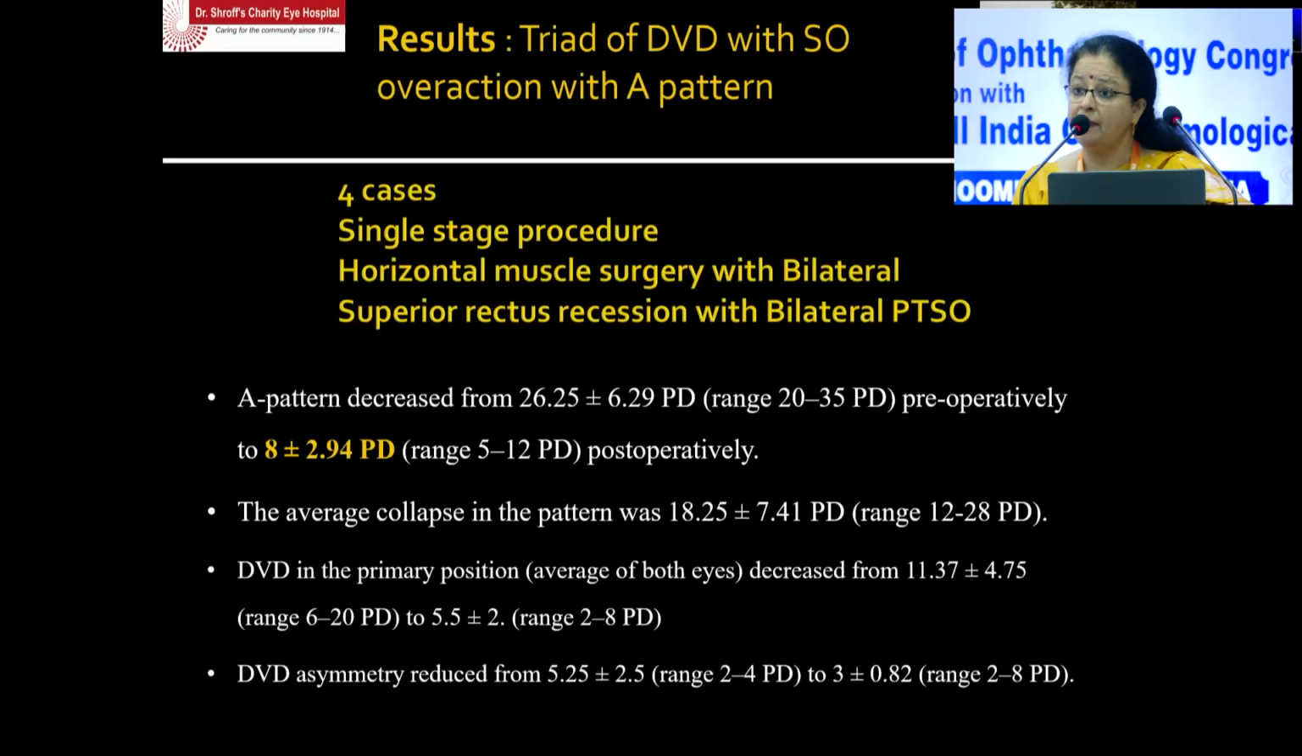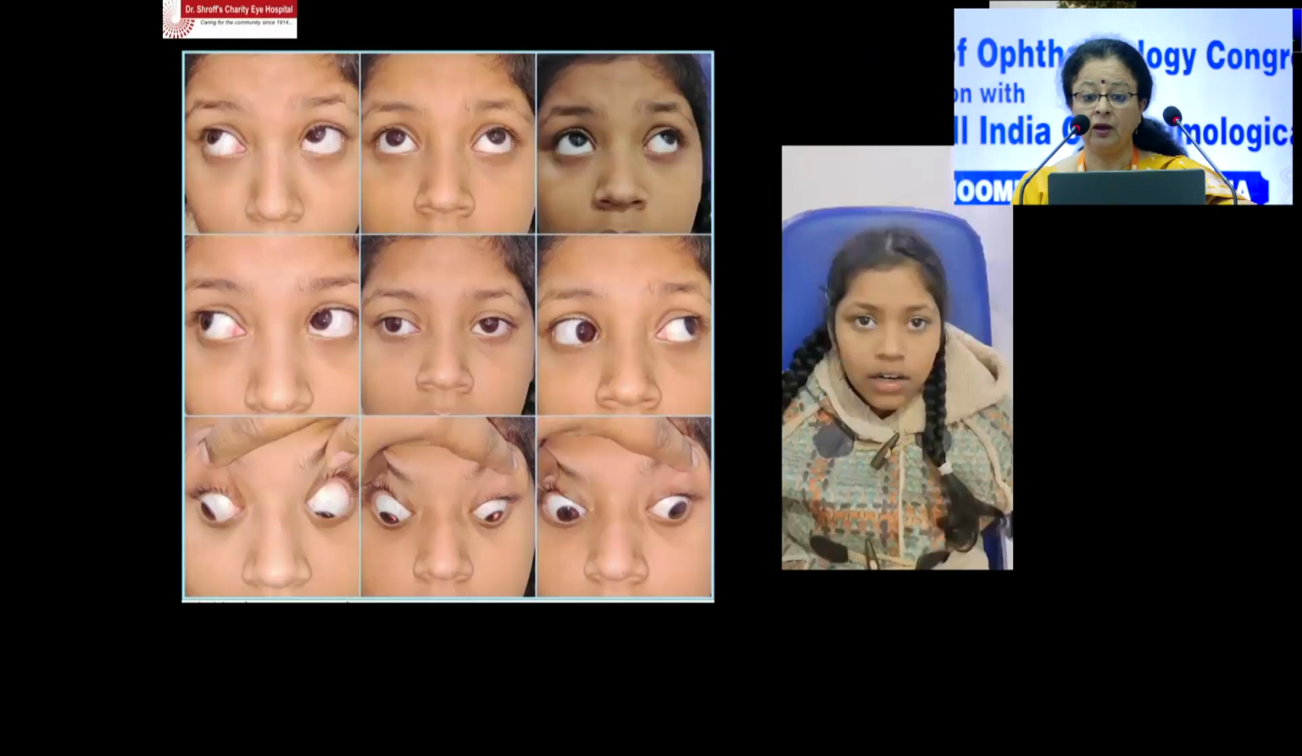We found that the A pattern decreased from 26.25 to 8, and the average collapse in the pattern was 18.25. DVD in the primary position also decreased. We did not get any ESO with the PTSO done in both eyes. That was something we had anticipated, but we did not get an ESO of 8 prism diopters when we added it to the horizontal deviation. Next is a child with a large DVD.